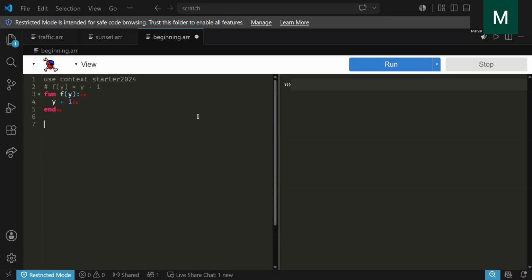On line 7, can you write f, opening parentheses, any number? Perfect. That's closing parentheses. Let's run it now and see what happens. It will be 21. Why did we get 21?